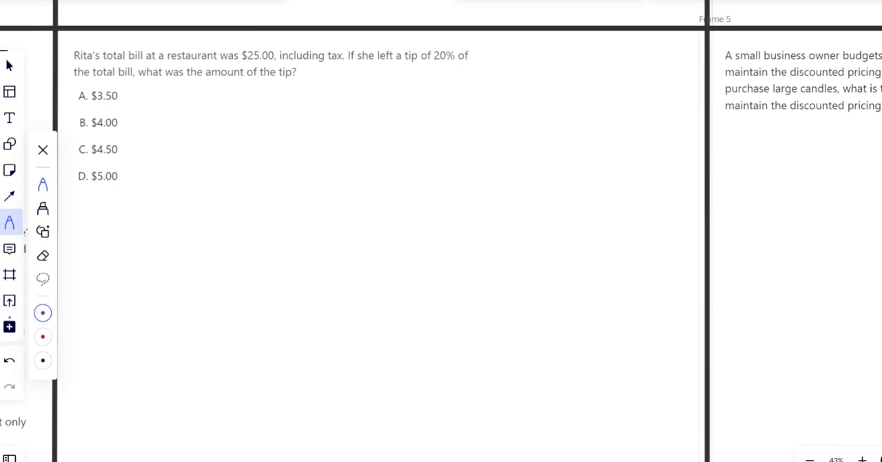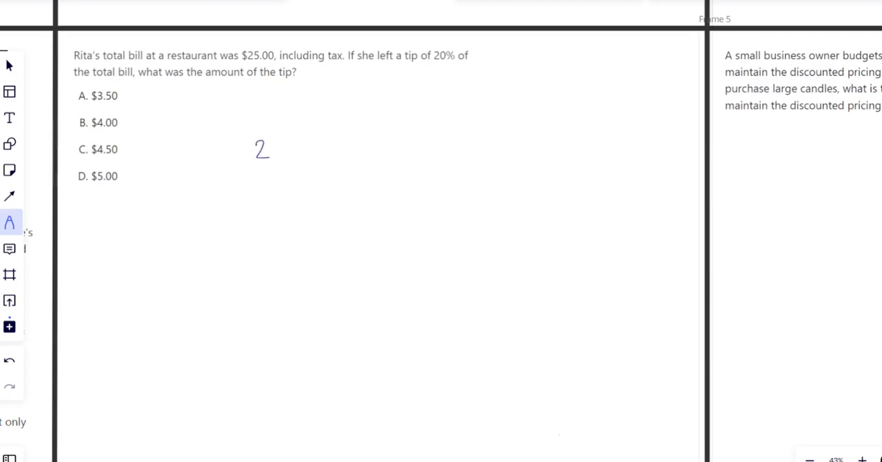Next one, back to math. Rita's total bill at a restaurant was $25, including tax. If she left a tip of 20% of the total bill, what was the amount of the tip? This one is not as simple as the last one.